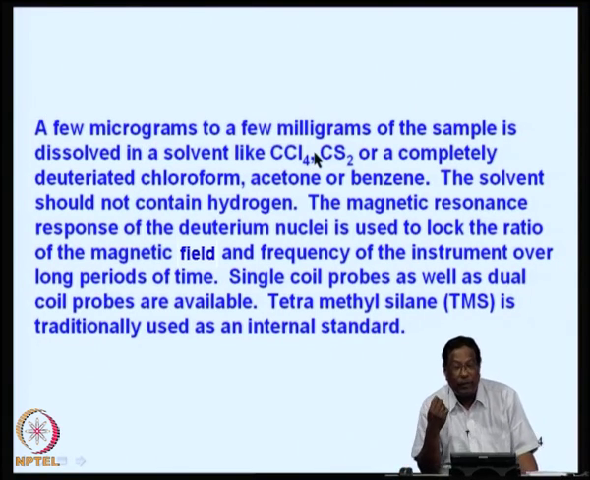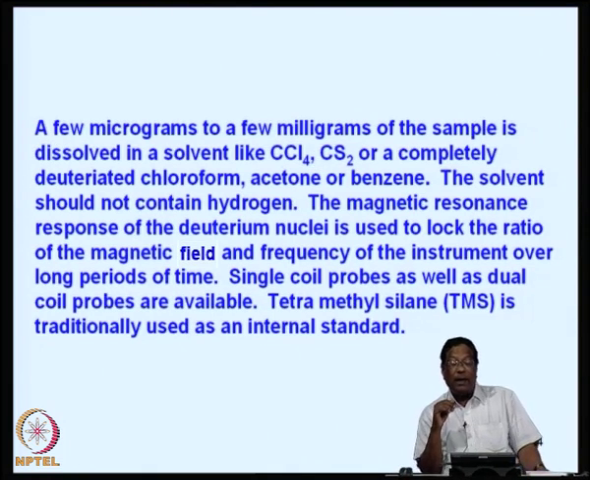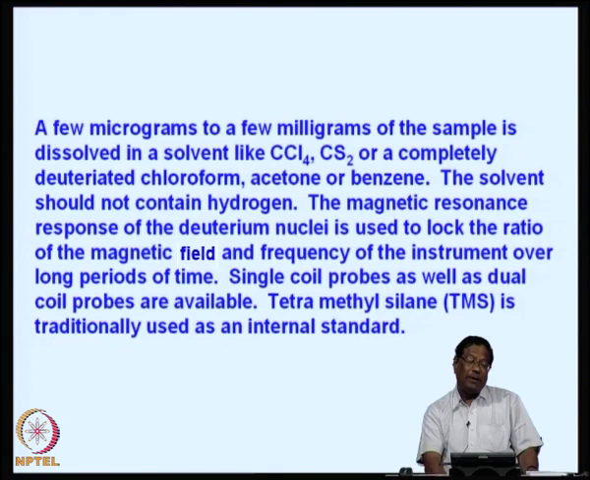So, a few micrograms to a few milligrams of the sample can be dissolved in a solvent like carbon tetrachloride, carbon disulfide or a completely deuterated chloroform, acetone or benzene. That means, there should not be any hydrogen in the given sample except your sample. The solvent should not have any hydrogen atoms. That is why we choose carbon tetrachloride, carbon disulfide or completely deuterated chloroform, acetone or benzene. The solvent should not contain hydrogen.